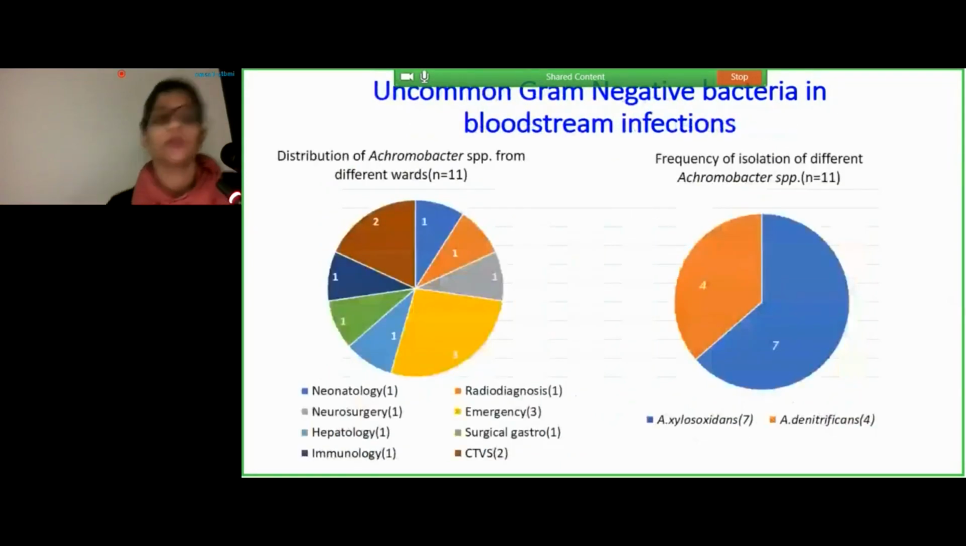Coming on to the next pathogen, which is Achromobacter. You can look at the chart on the left side. It shows the distribution of Achromobacter species from the wards, and as we can see, the maximum number of cases were from emergency, followed by CTDS and other wards. Then there are two species which we encountered for this genus. Achromobacter xylosoxidans were 7 in number out of a total of 11 isolates, followed by Achromobacter denitrificans, which were only 4 in number.